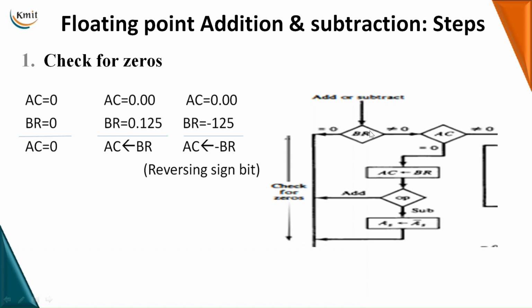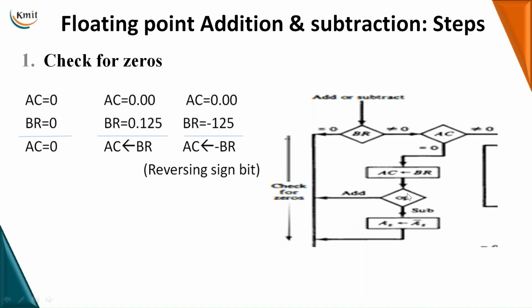So first we are going to check the values of AC and BR, whether any of the operands are zero. Whether it is an addition or subtraction operation, we first start by checking the value of the BR register. If the BR register is not equal to 0, then it contains a non-zero value. Then again we check the AC register. If the AC register is 0, in that case, whatever is the value of the BR register will be the contents of your destination register AC. So that is your result which has to be stored because AC is 0. Whatever is the value of your BR register, that is your actual result.